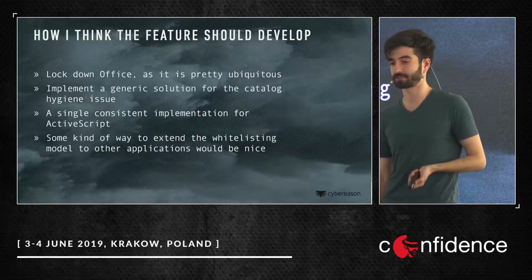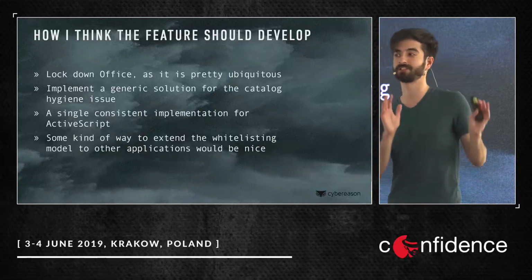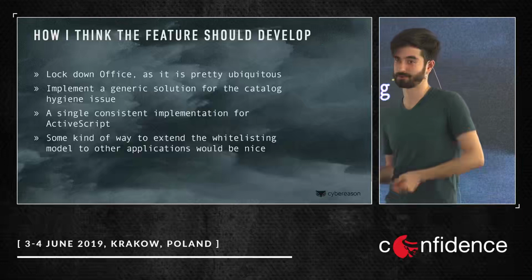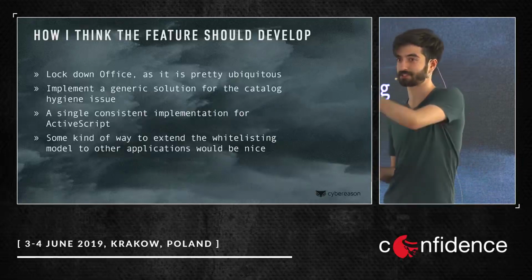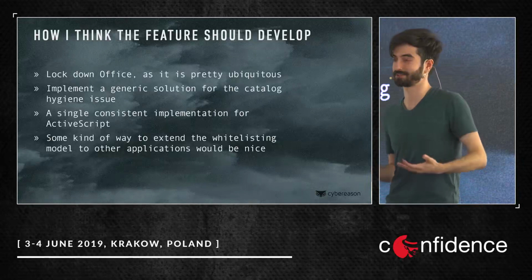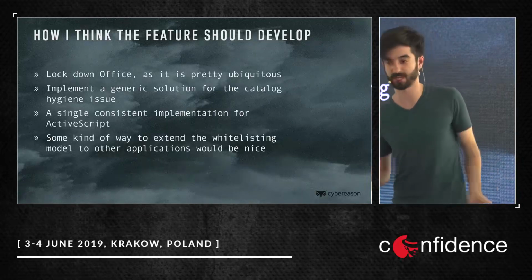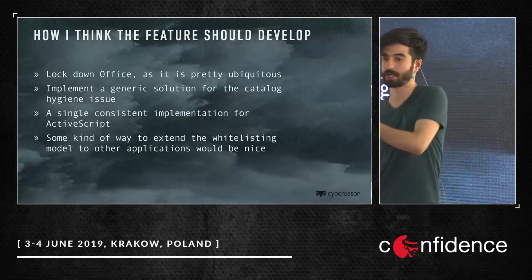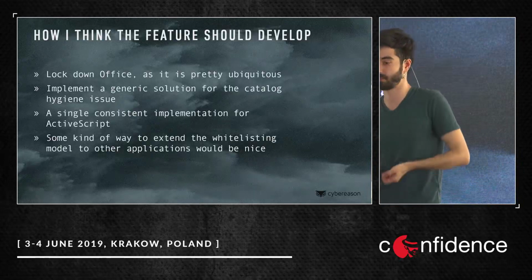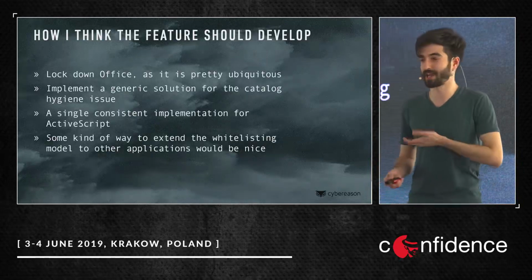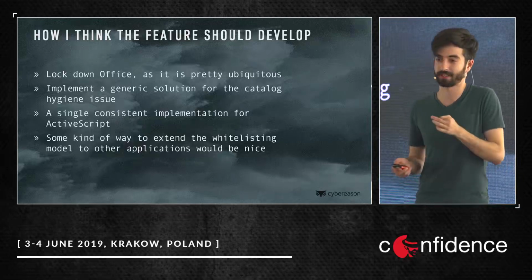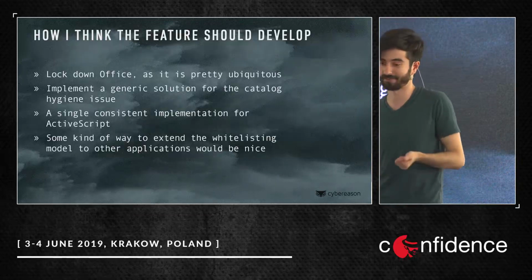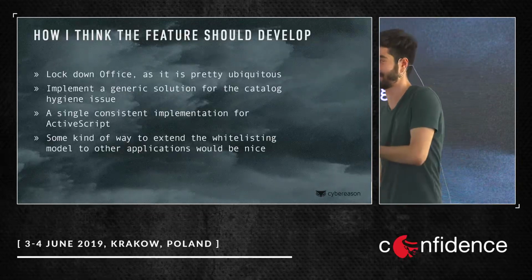But if Microsoft locks down Office, even though it's not an integral part of Windows, it's made by Microsoft, and it's pretty ubiquitous, this will bring device guard from something that's applicable to servers to something that's applicable to workstations without a ton of different bypasses. Also, of course, implement a generic solution to catalog hygiene to make patching actually work well. Also, I'm not sure that I found the only vulnerability in the implementations of ActiveScript. So fixing that would be nice, like one consistent implementation.